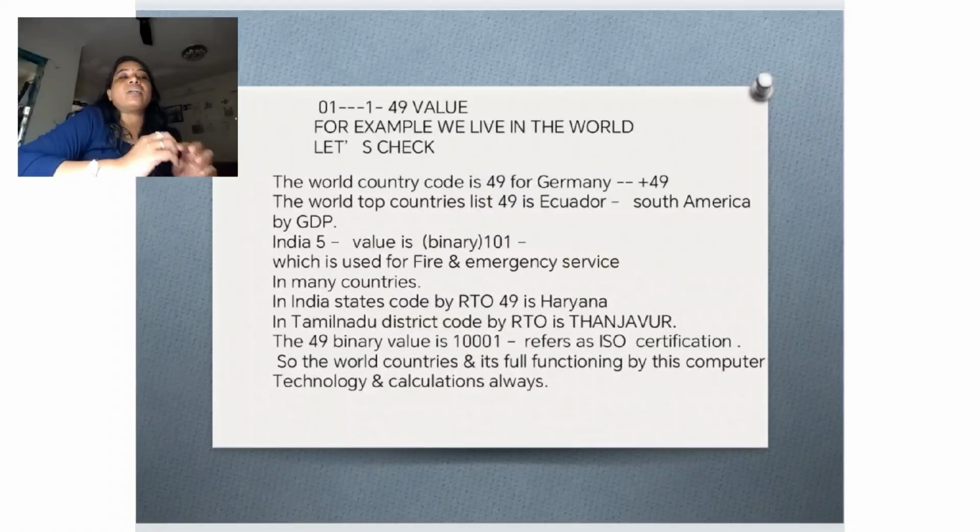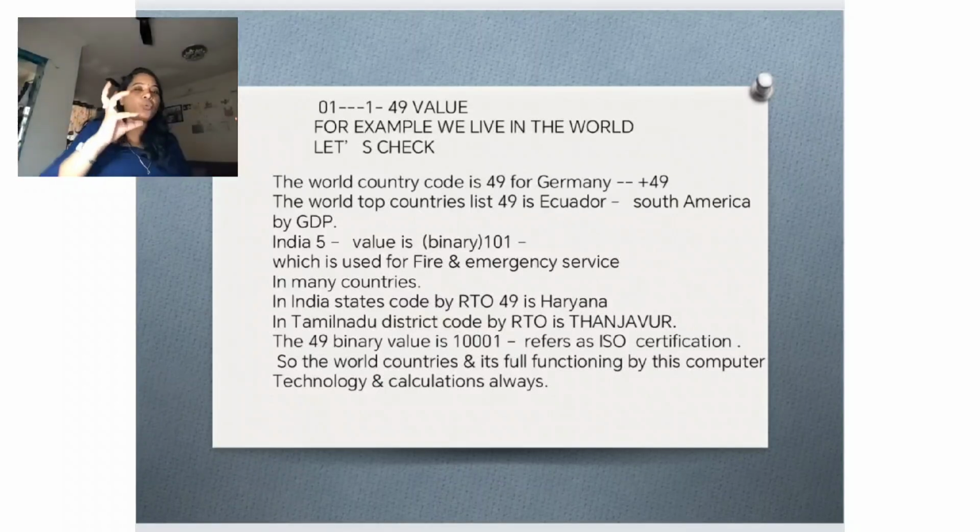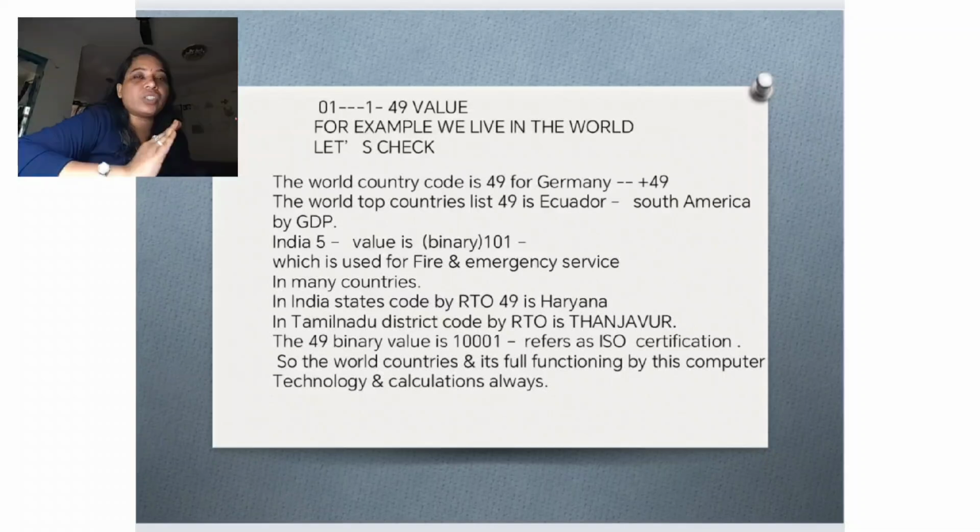In this world we can check 49. Normally we can check what is the meaning of 49. The world country code 49, do you know? Yes, the country code 49 is for Germany. You can check online, plus 49. In India, you can also check the country code.